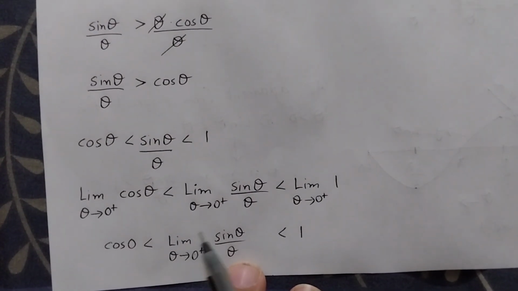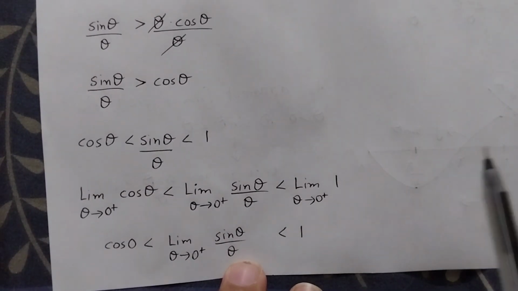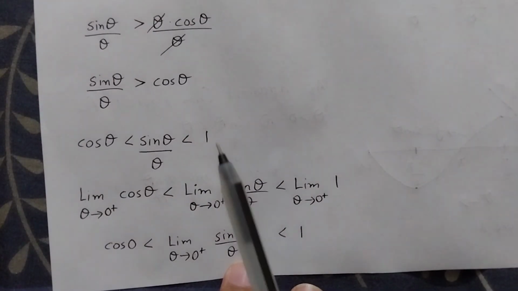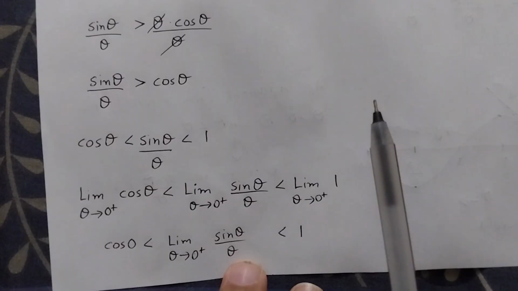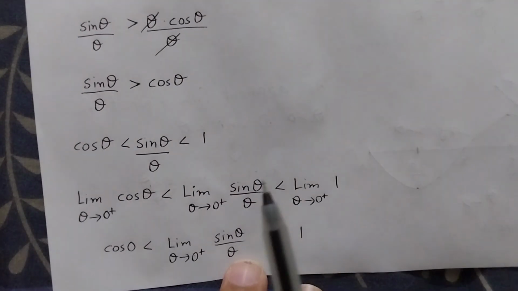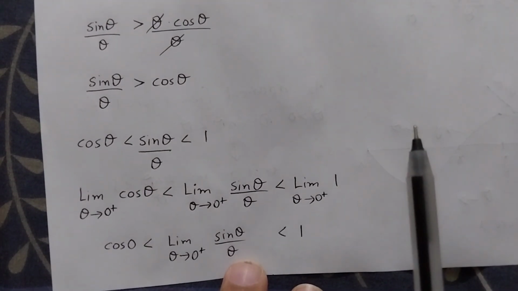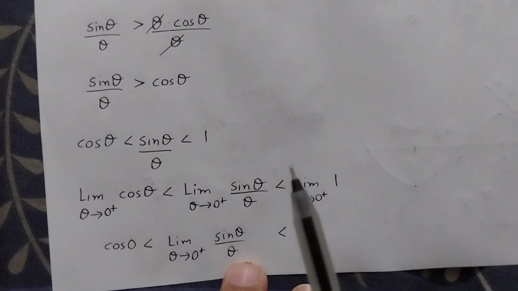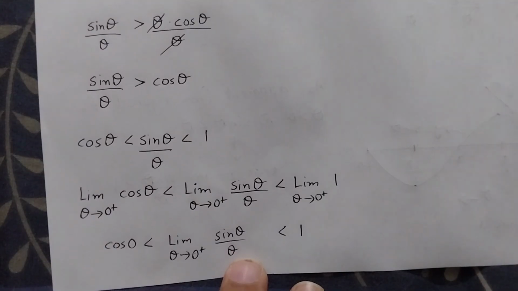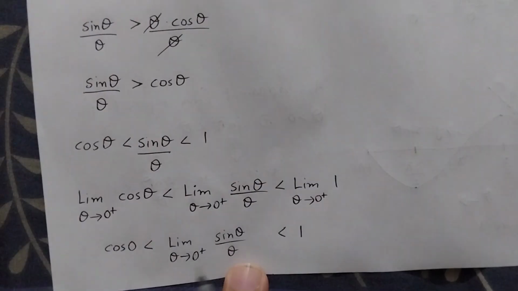And we didn't use an equal sign here because when we looked at our figures, it was clear that we got only less than or greater than. Sine theta was less than theta for positive values of theta, and cos theta was less than sine theta over theta. So this limit is 1.